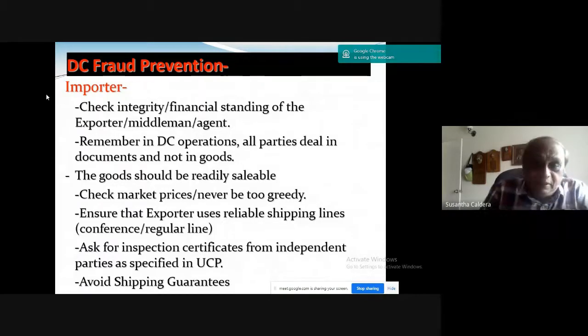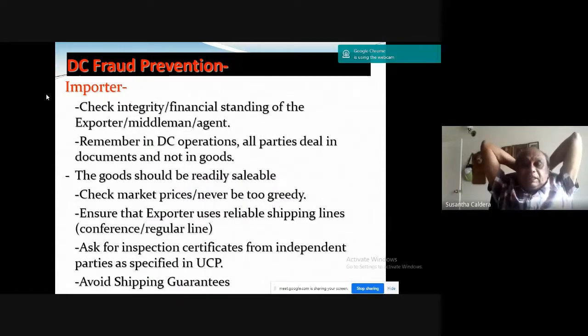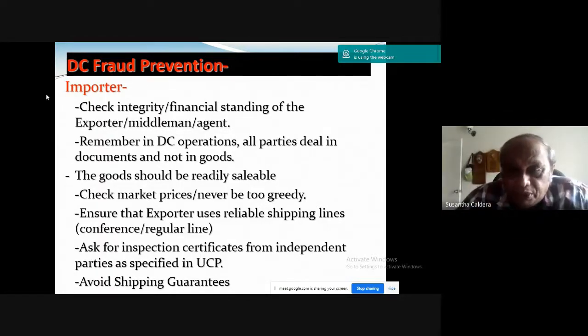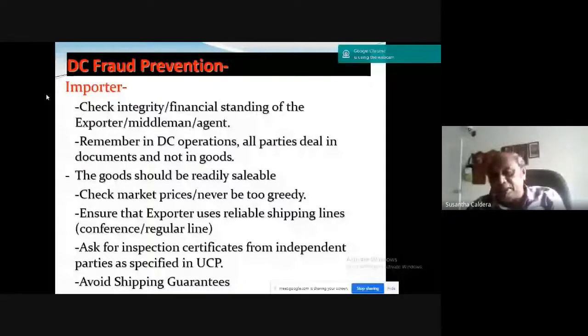Right? So we are only dealing with documents. That's why we paid. The goods should be readily saleable. Check market prices. Never be too greedy. Right? Ensure that the exporter uses a reliable shipping line. Tell me why reliable shipping lines.